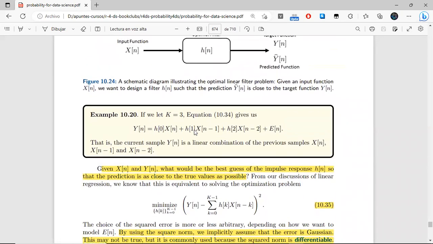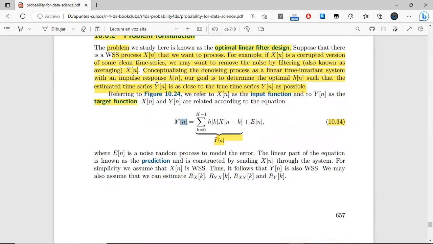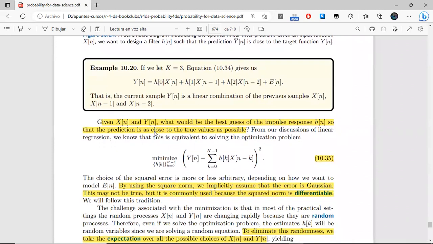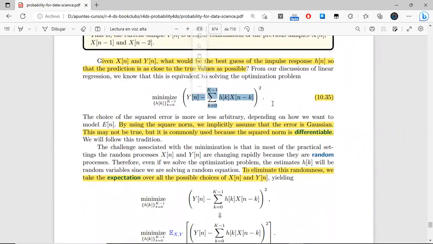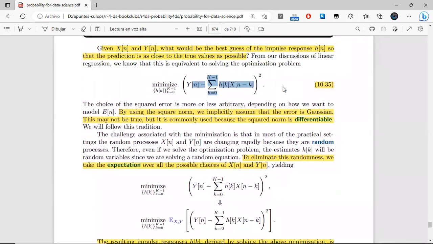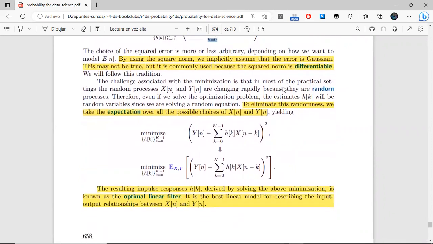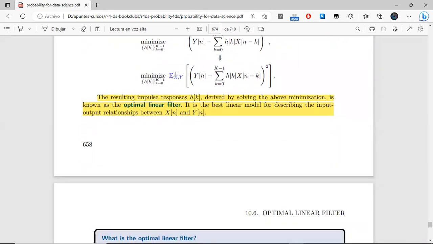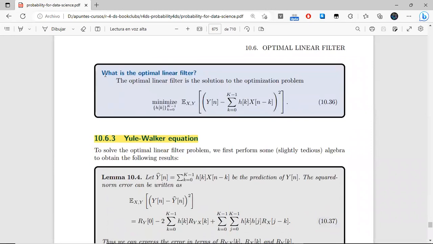Of course, we want our predictor to match the real function of the input that we are getting. In order to do that, we have to minimize this error. We square it so that we get some free differentiability. And because we're working with a random process, to make things simpler we can take the expected value, which is what they are doing. Now we want to minimize the expected value of this error. So the problem of filtering the noise of our input has been reduced to minimizing this expression.